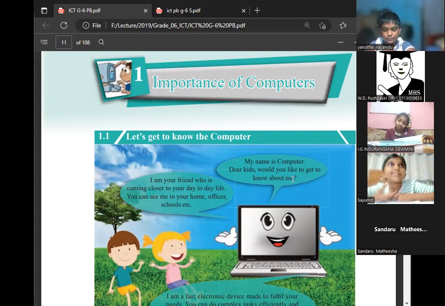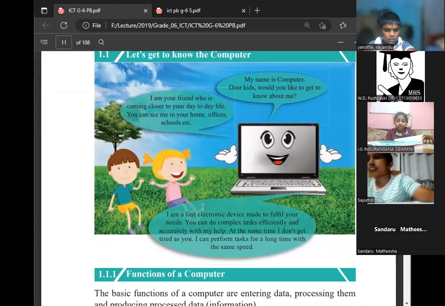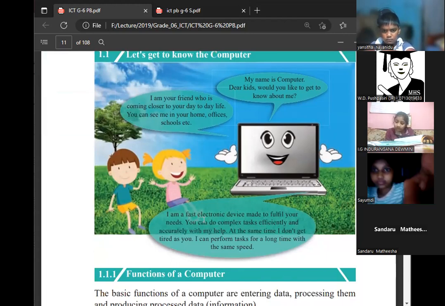So that means who is that? Computer, no? Computer. Then down, yeah, there is a dialogue, no? So down this says, I am a fast electronic device made to fulfill your needs. Right? I am a fast electronic device.